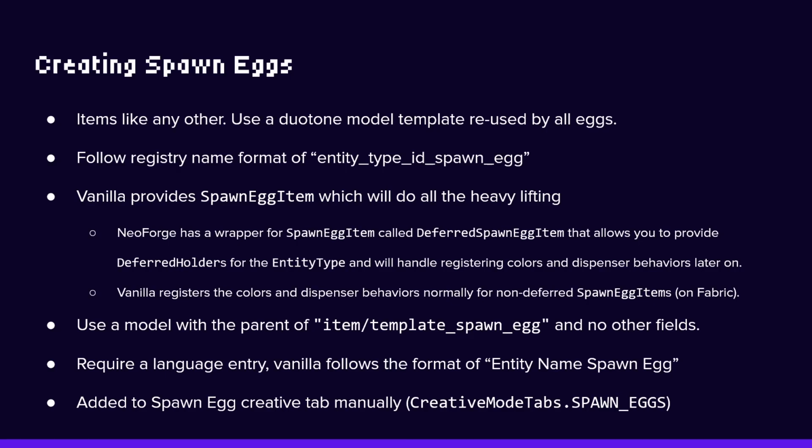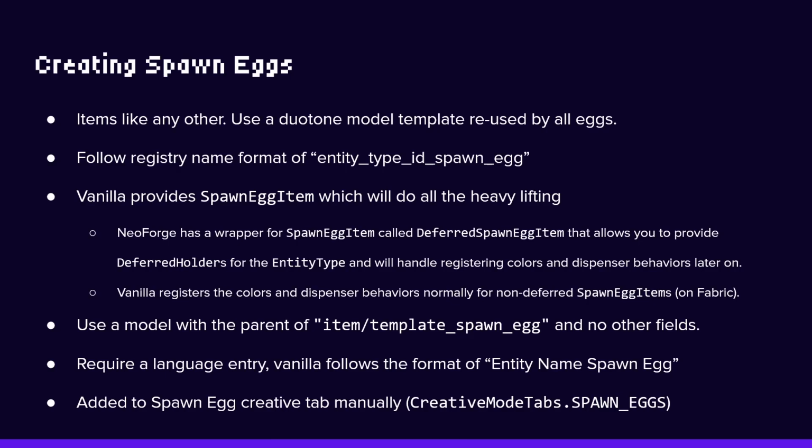NeoForge has one called deferred spawn egg item that lets you use the deferred holders rather than directly a reference to the entity type, because NeoForge does all its registration like on a different thread, basically. There's no guaranteed order until it actually executes, which means that you can't just give it the entity type because it doesn't exist until it's registered.